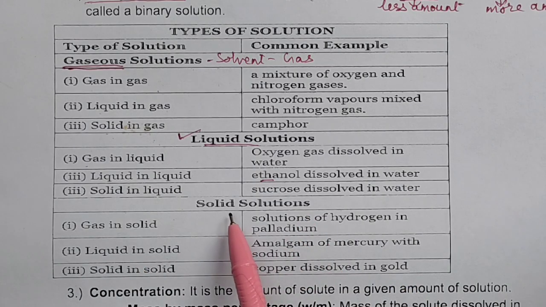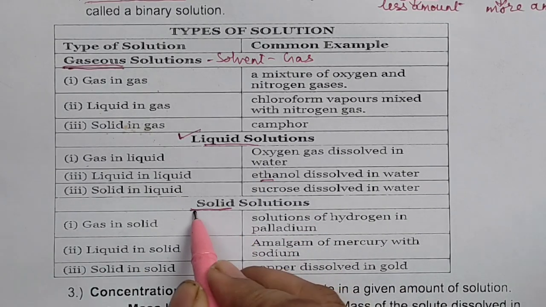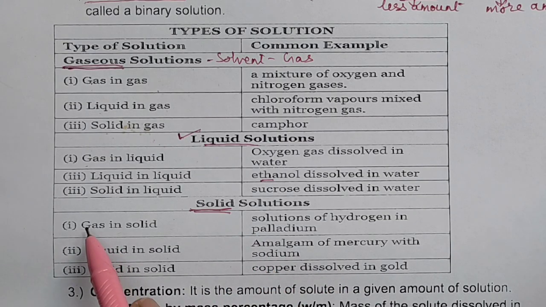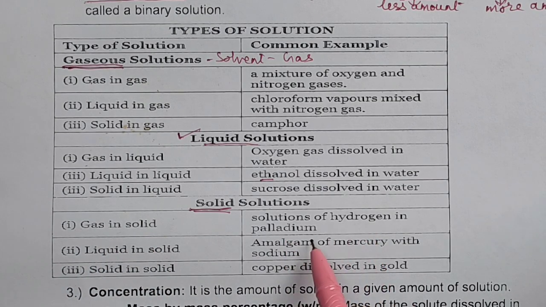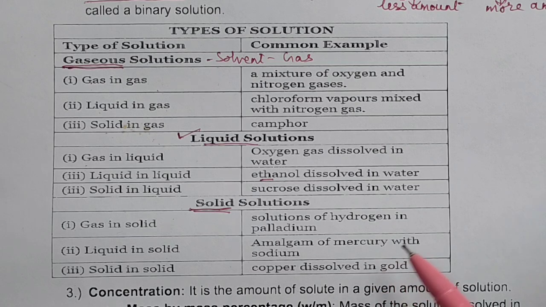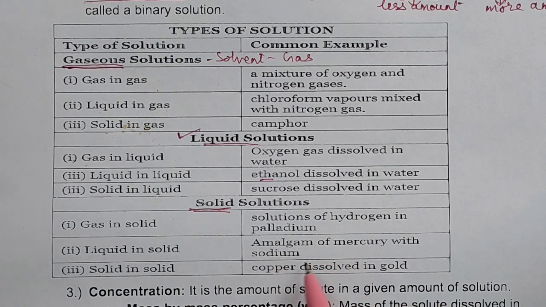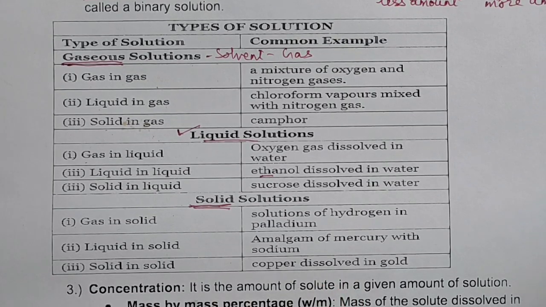Then you have solid solutions. Solid solutions are those in which the solvent is solid. Again you can have the solute as gas, liquid, or solid. Gas in solid is hydrogen adsorbed in palladium. Liquid in solid is an amalgam of mercury with sodium. Solid in solid is alloys, for example copper dissolved in gold. So you can have all alloys. These are the examples of the types of solutions.